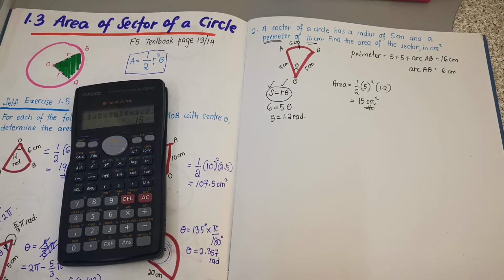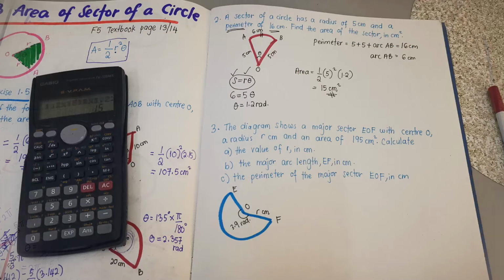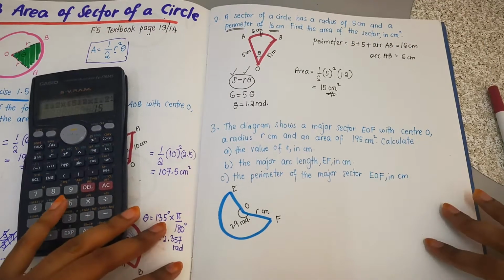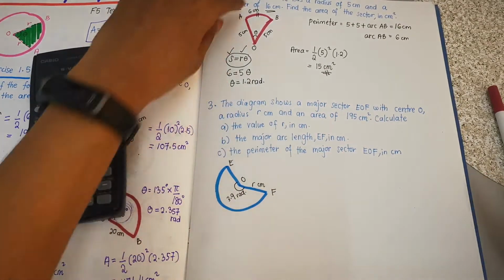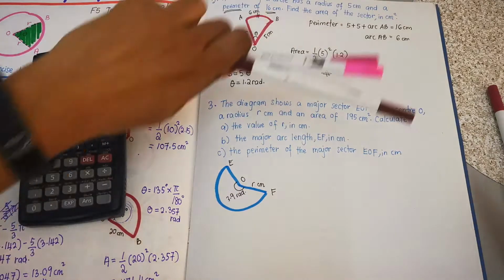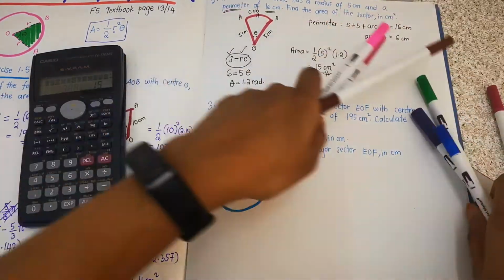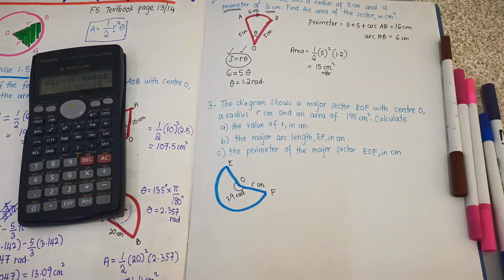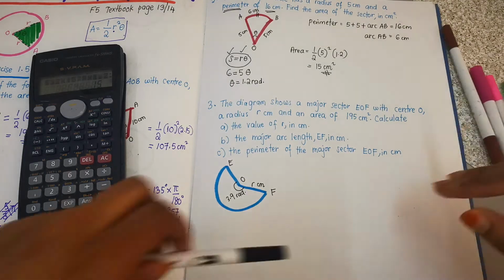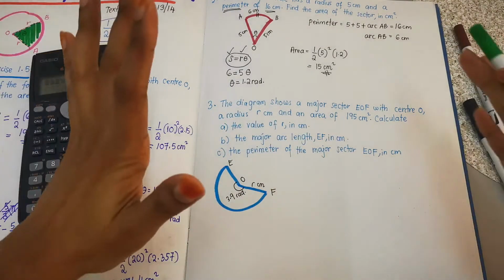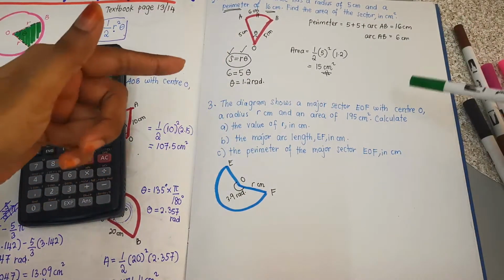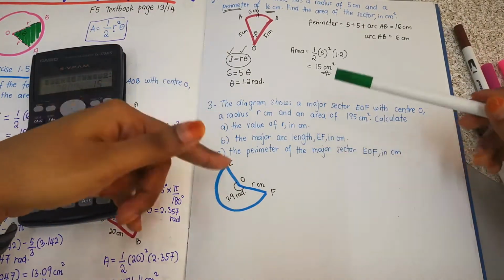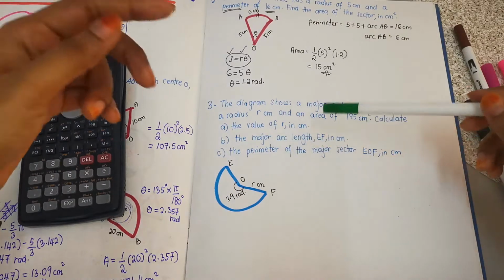Now let's do question 3. You can get started first. Okay guys, teacher is ready with question 3 now. Let's do it together, or if you have done, that's really good. Let's check your answer step by step together. The diagram shows a major sector, a very big major sector. Center O, radius R, area is 195. Calculate the value of R.